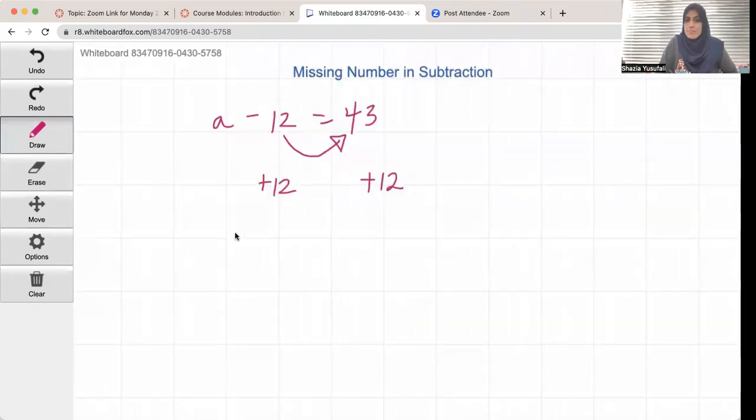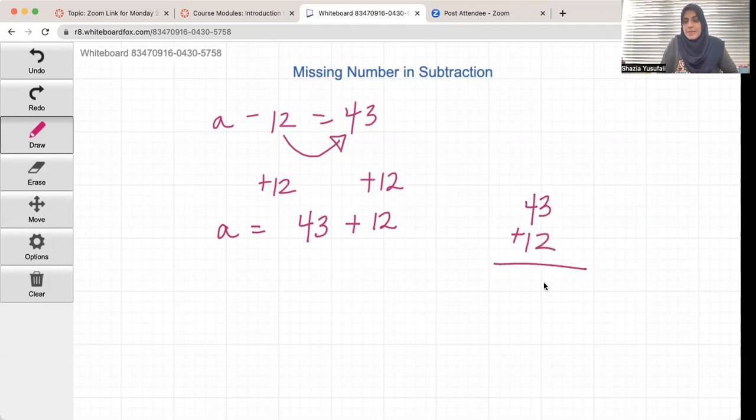Therefore, easy. A equals 43 plus 12. Let's do a little bit of calculation on the side, right? And this is going to be a 5, 3 plus 2, and 4 plus 1 is 5. Therefore, A equals 55, right? Now, you must be thinking, whoa, that was easy. You just taught me that. How is subtraction harder?